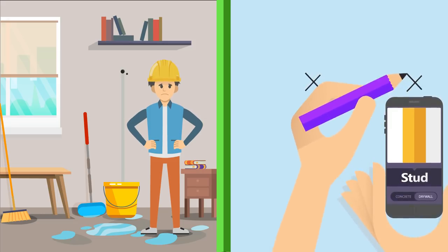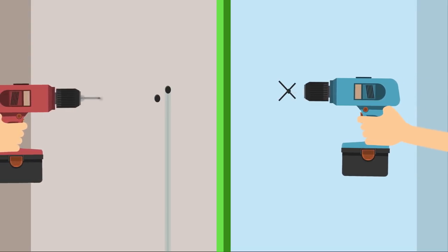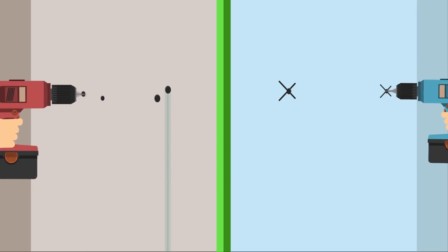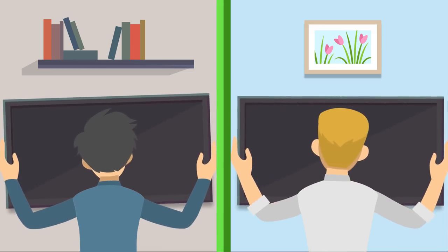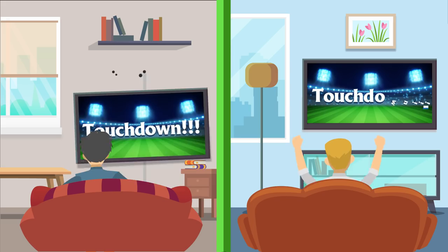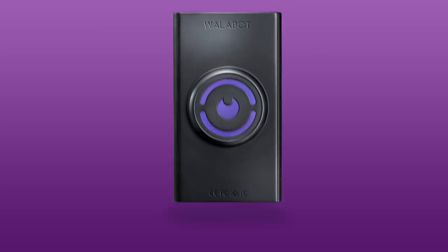By identifying these things in advance, you can prevent serious accidents like flooding and even electrocution. Plus, you'll get better results like a straight, properly secured TV. Enjoy the game with Walabot DIY. Be confident you know where to drill.